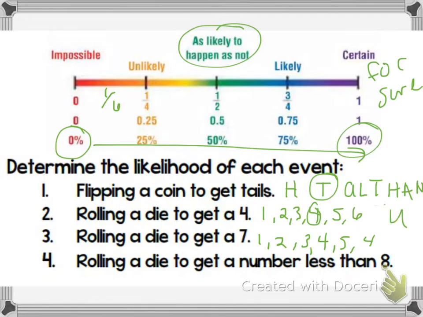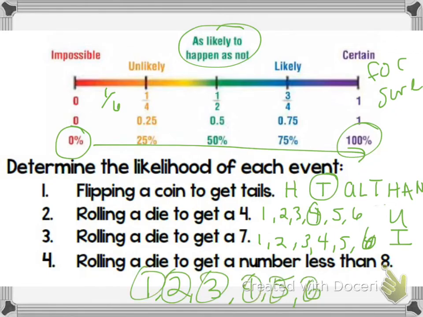Rolling a die to get 7. Oops, I wrote 4 twice. 7's not on a die. So is that possible at all? No, it's impossible. Rolling a die to get a number less than 8. Well, 1, 2, 3, 4, 5, 6 are all numbers less than 8. So that's a 6 out of 6 chance. It's a 100% chance of happening. It is for sure. So that's likelihood.